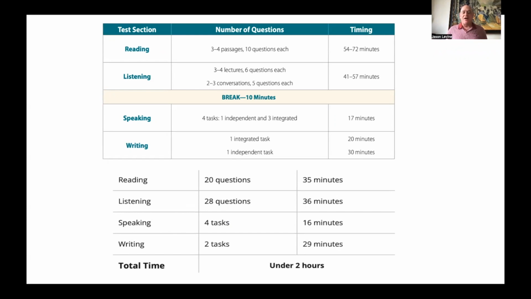You can see they've cut the reading section by a lot, almost in half, or in half, really. Same thing happening here with the listening. So they're cutting it down. What they're saying is they're not changing anything. So that means fewer readings and fewer lectures and conversations, although it's not clear how many. We don't have that information yet.